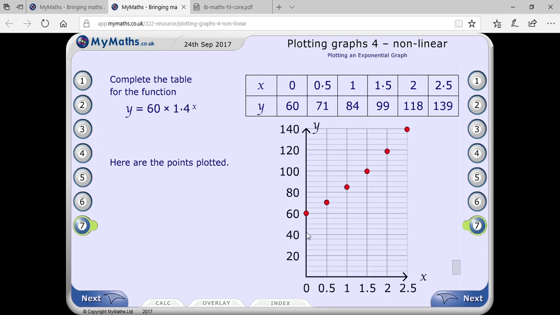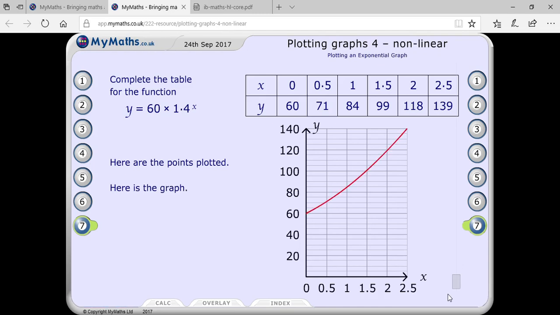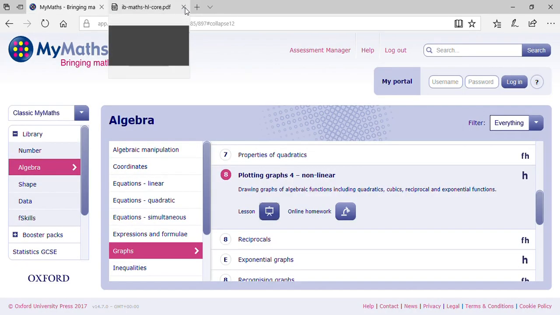Here you can clearly understand that the value of b is greater than 1, that is 1.4. That's why you are getting an increasing graph, from down to up. Understand? And if it equals 1, you will get a straight line graph. If it is less than 1, you will get a downward graph. So these are the three different types of graphs which I have explained to you.